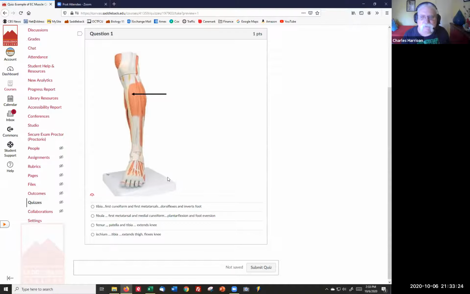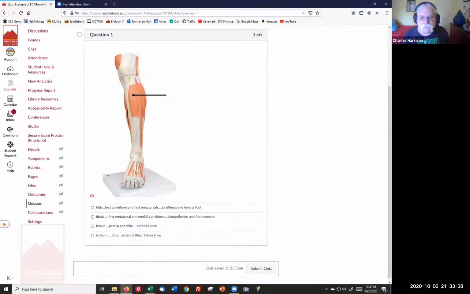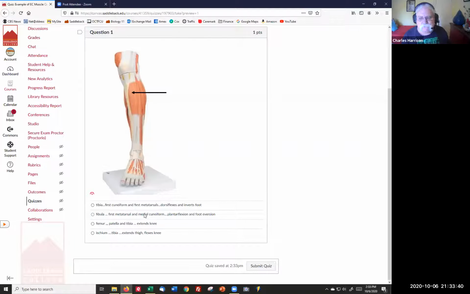And the question I had, question 1, points to this muscle right here. And down here in shuffled order, you know, these questions do come up shuffled for everybody, I want to know the origin, insertion, and action. One of these four is the proper combination. So if you know that the action is wrong, it can't be that one. If you know that the origin is wrong, it can't be that one. You can do it by a process of elimination.